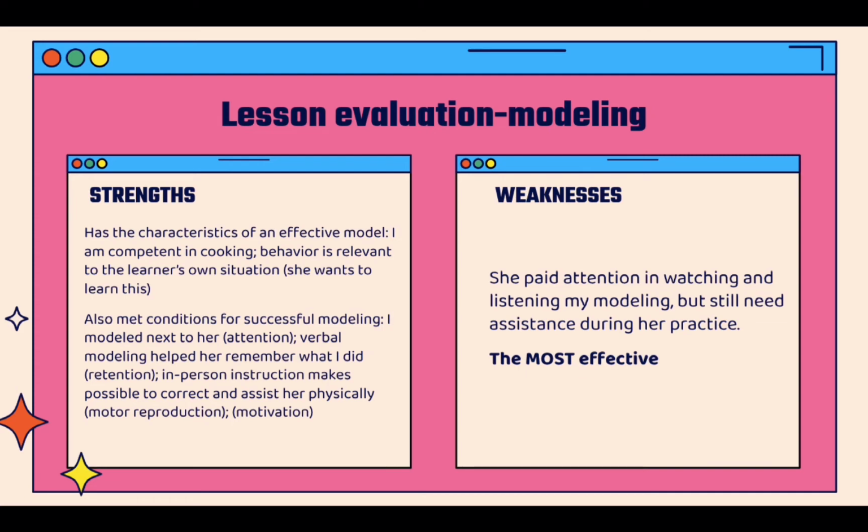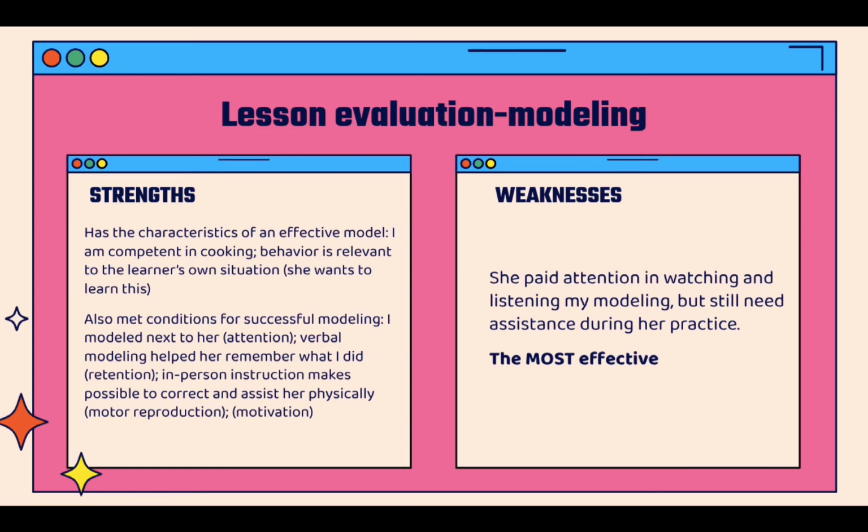For modeling, I think some of the strength is that we have the characteristics of an effective model. I am competent in cooking, and the behavior is relevant to the learner's own situation, which she wants to learn. And we also met the conditions for successful modeling. I modeled next to her so I can get her attention. My verbal modeling helped her remember what I did. Also, in-person instruction makes it possible for me to correct and assist her physically.